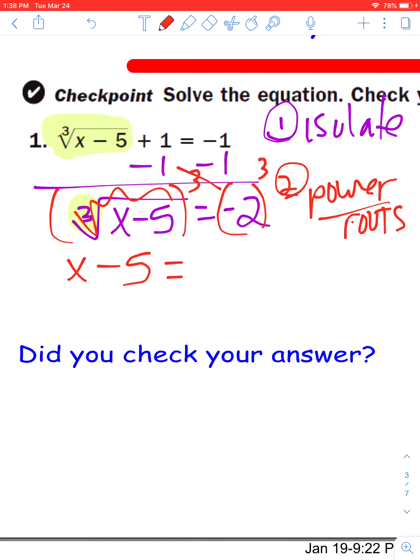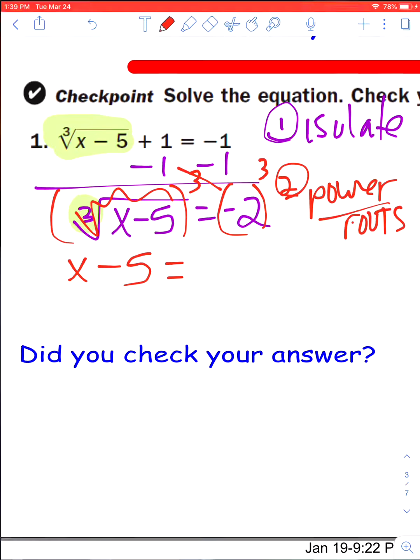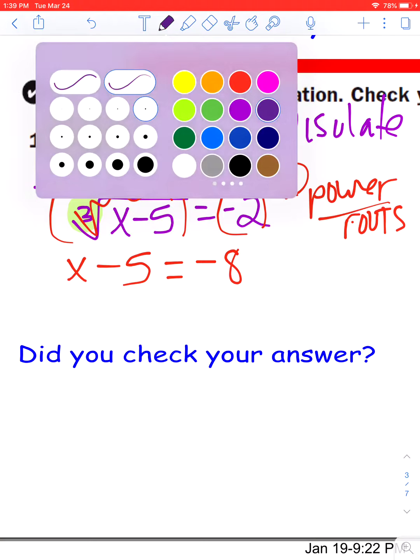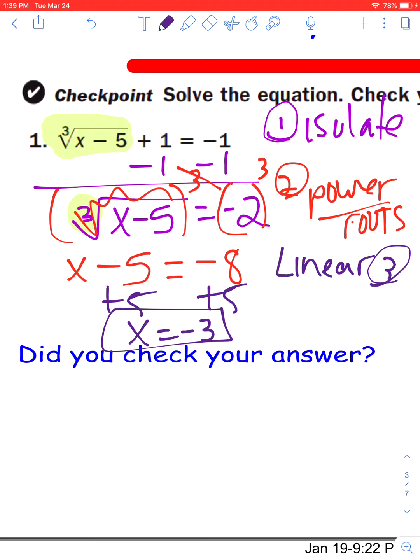Now, if you don't know what negative 2 to the third power is, let's use our calculator. I'm going to have negative 2, and I'm going to raise that to the third power. And notice you're looking in the top left of the screen. I get negative 8. What do we have left, friends? Well, this is an x to the first, so this is a linear equation. So step 3 is to solve it. I'm going to solve it by adding 5 to both sides, so x is equal to negative 3.